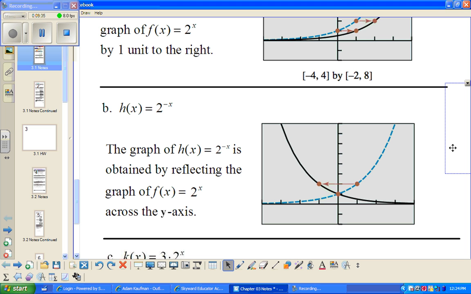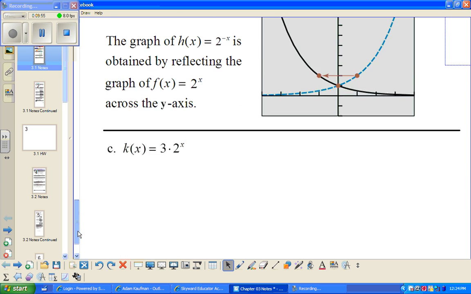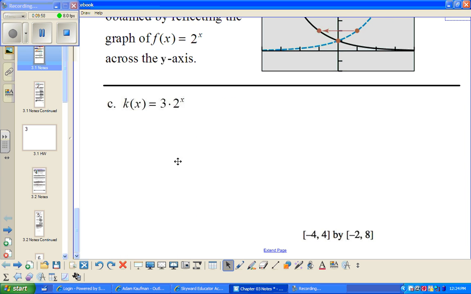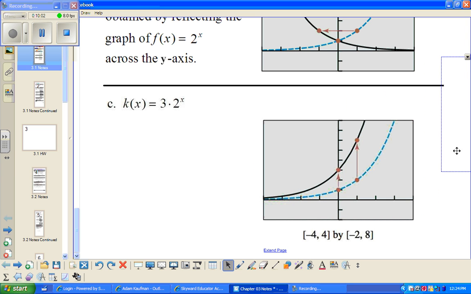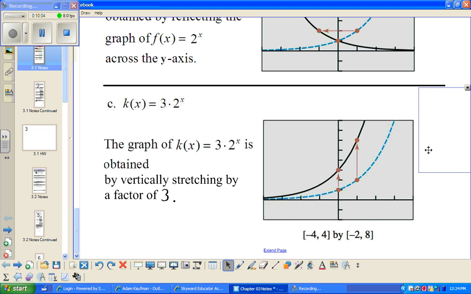It's in the y-axis. It's the same as saying, whatever I got when x was 1 before, now I'm going to get that when x is negative 1. Whatever the y value was for 2, now that y value is at negative 2, and so on. And the last one, what happens when you multiply the entire function by 3, you get a vertical stretch by a factor of 3, or a vertical change, if you will.